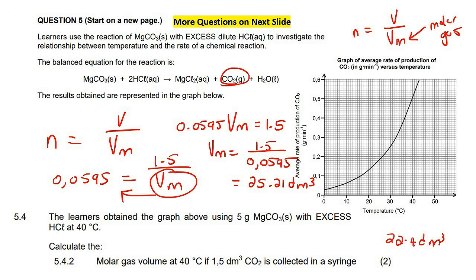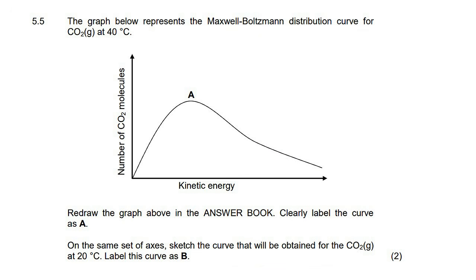So 1 mole of a gas at 40 degrees would occupy a larger volume than 1 mole of a gas at 0 degrees Celsius. Because this is a molar volume, you are also allowed to say decimeter cube per mole, but on the memo they accept both. Okay, and for those of you that maybe use different values, you can get a value between 25 up to 25.21. The graph below represents the Maxwell-Boltzmann curve for CO2 at 40 degrees Celsius. Okay, so we've seen a Maxwell-Boltzmann curve before.